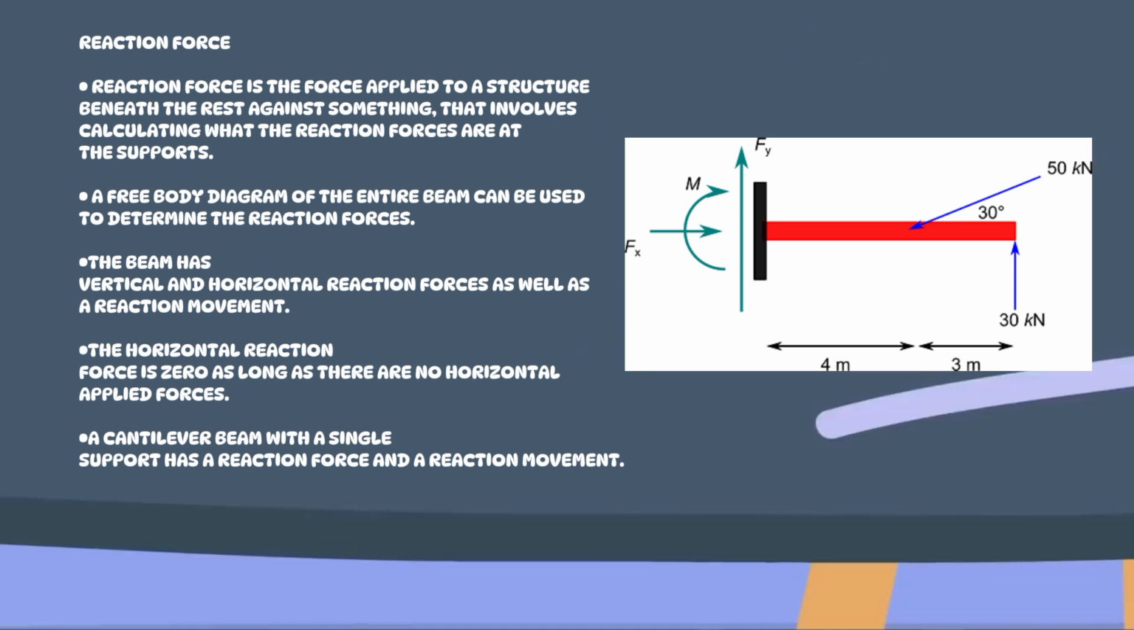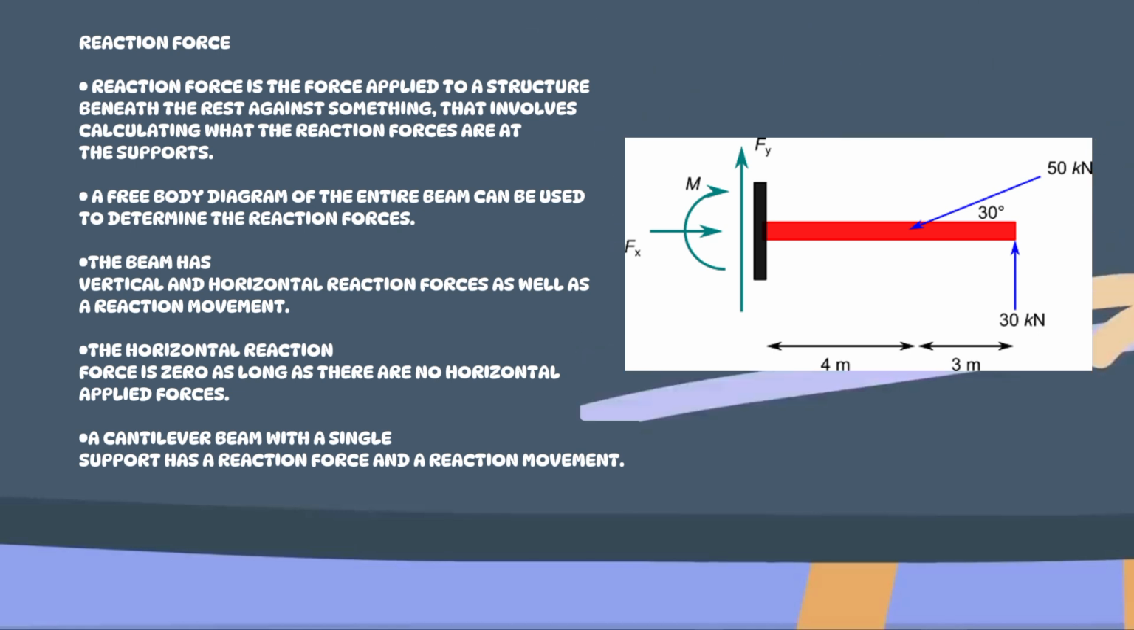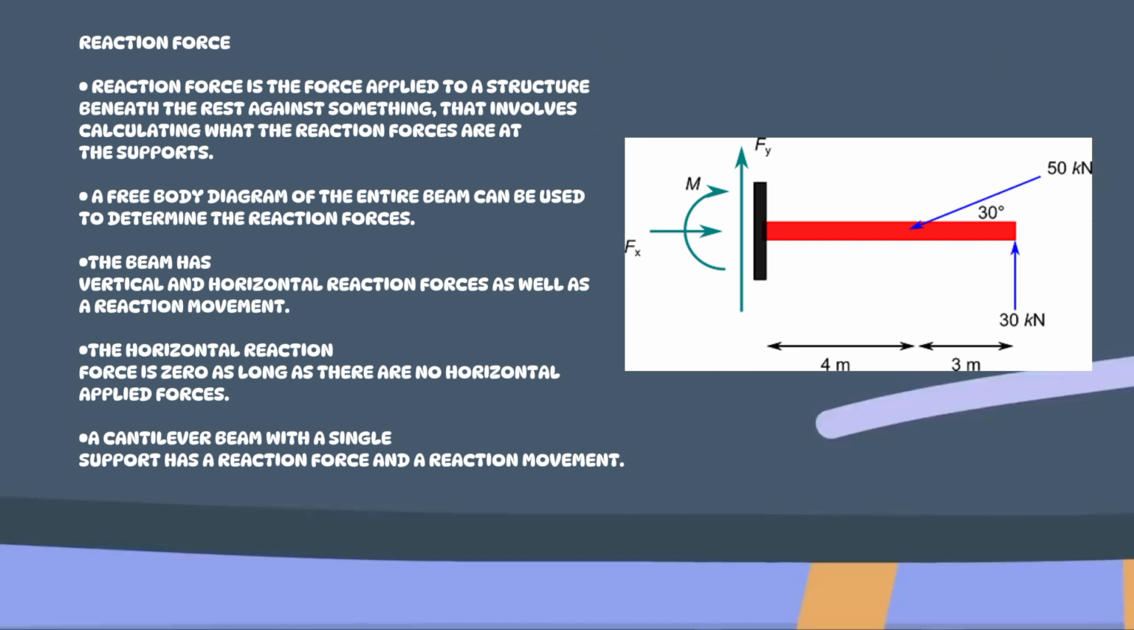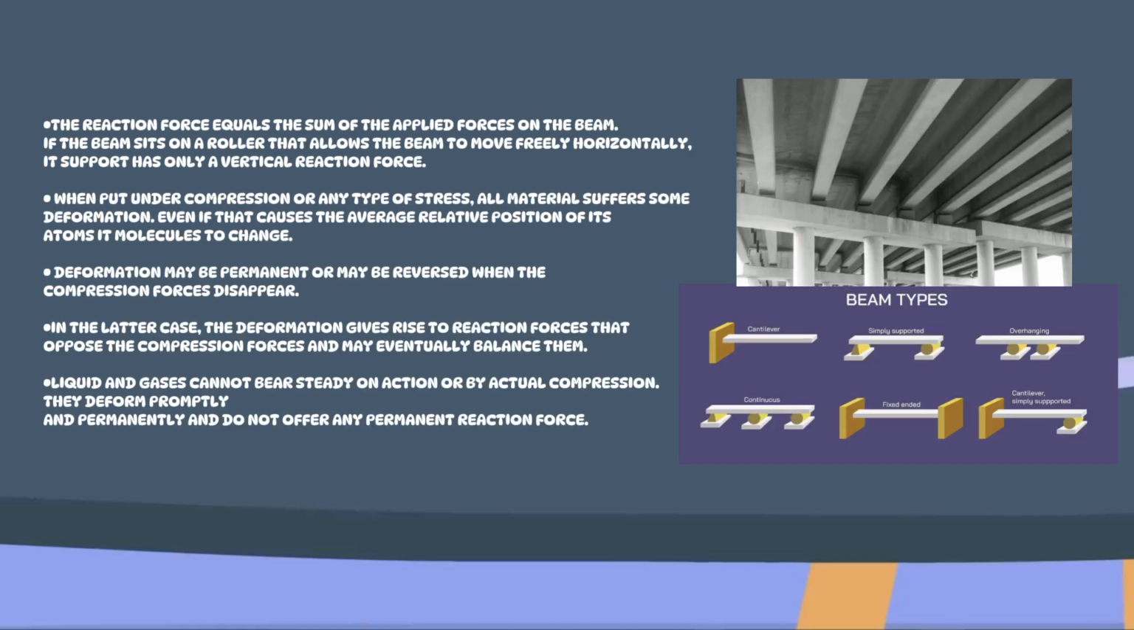The beam has vertical and horizontal reaction forces as well as a reaction moment. The horizontal reaction force is 0 as long as there are no horizontal applied forces. A cantilever beam with a single support has a reaction force and a reaction moment. The reaction force equals the sum of the applied forces on the beam.